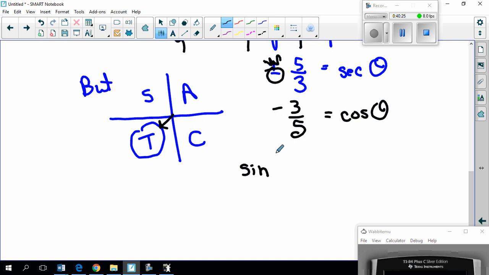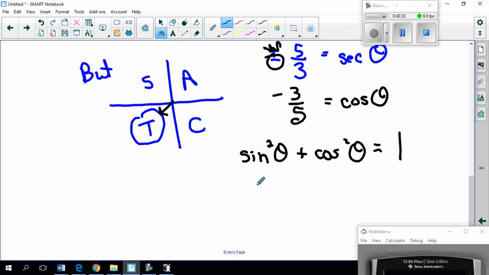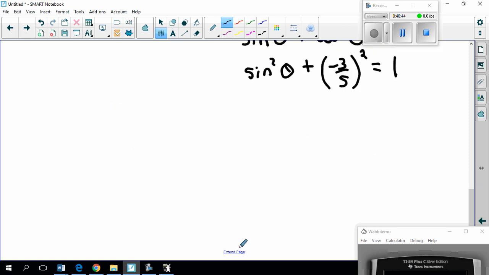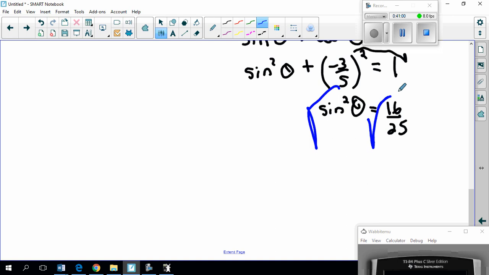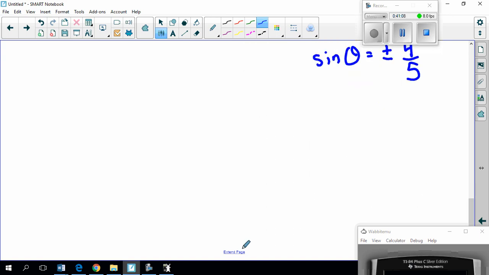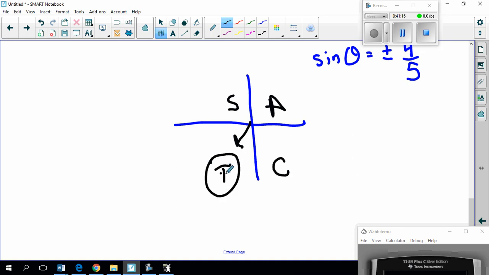So there's the other identity, sine squared theta plus cosine squared theta equals 1. So sine squared theta plus a negative 3/5 squared equals 1. That's 9/25. So 25/25 minus 9/25 is 16/25 equals sine squared theta. Doing the square root method, we get sine theta is plus or minus 4/5. But I'm in the third quadrant, and all students take calculus. Only tangent and cotangent are positive, therefore negative 4/5.